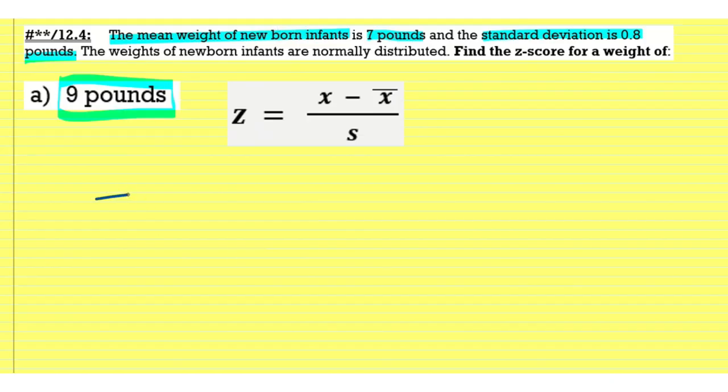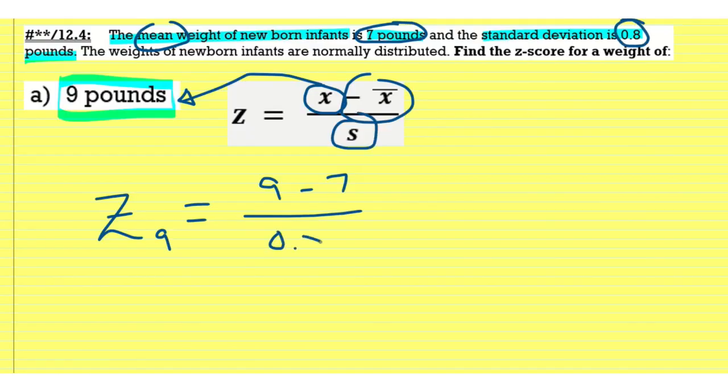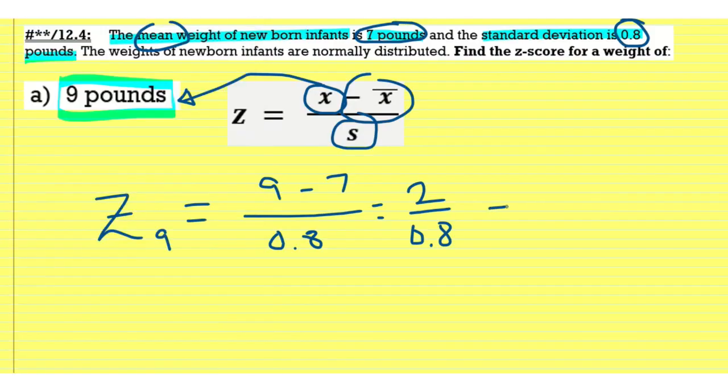So we're going to find the z-score of 9 pounds, and that's going to be equal to the data point they want us to pay attention to, which is the 9 pounds. So 9 minus the mean, and they tell us that the mean weight is 7 pounds. So minus 7 divided by the standard deviation, which is 0.8. And that is going to be 9 minus 7 is 2 divided by 0.8. If I put that in my calculator, 2 divided by 0.8 gives me 2.5.